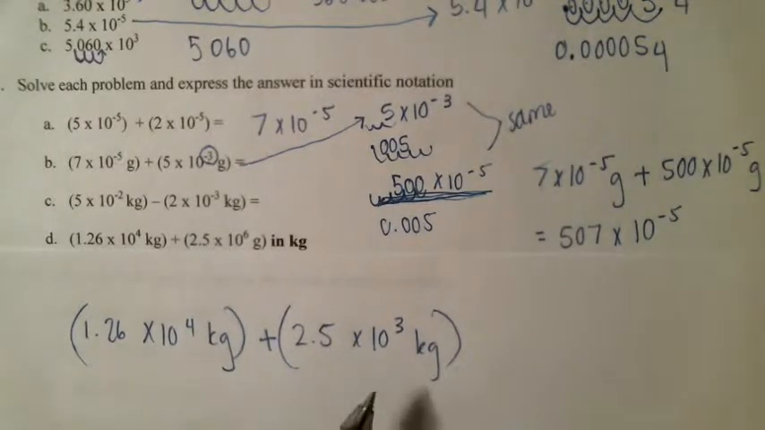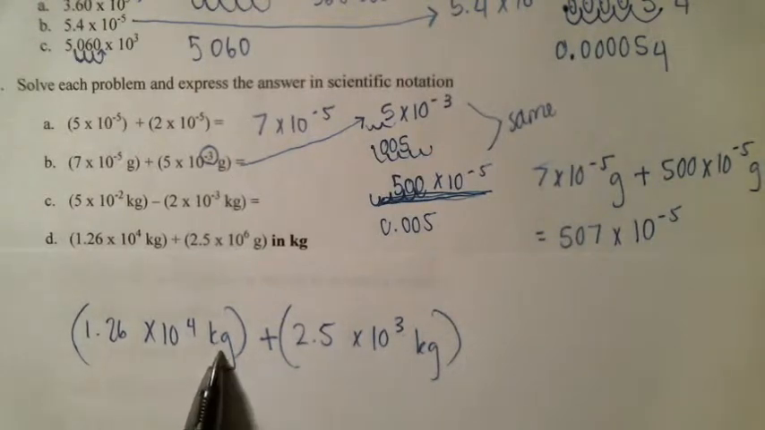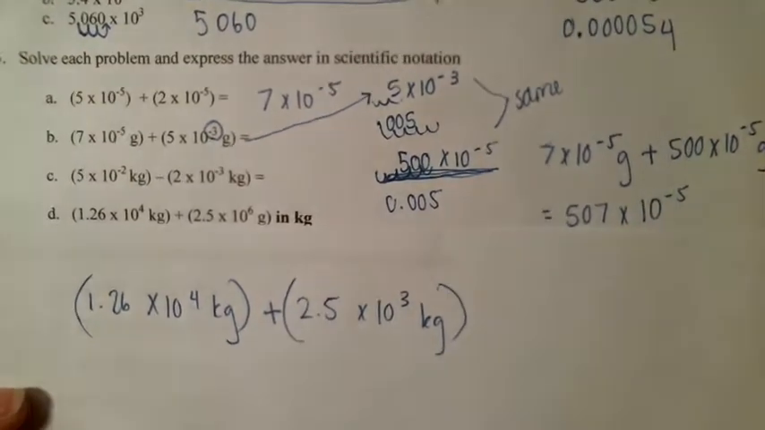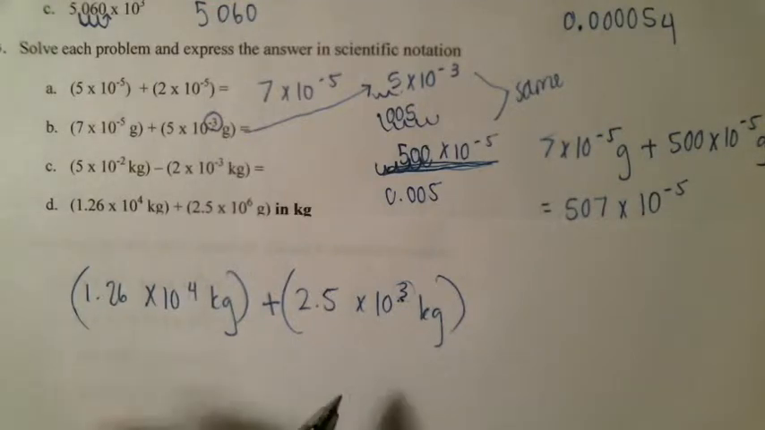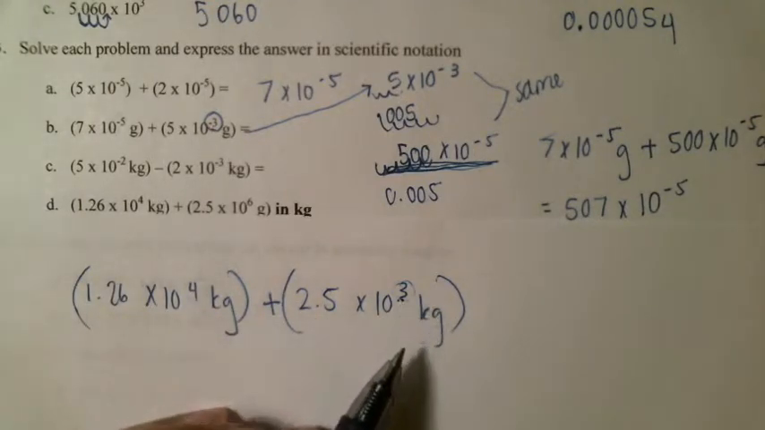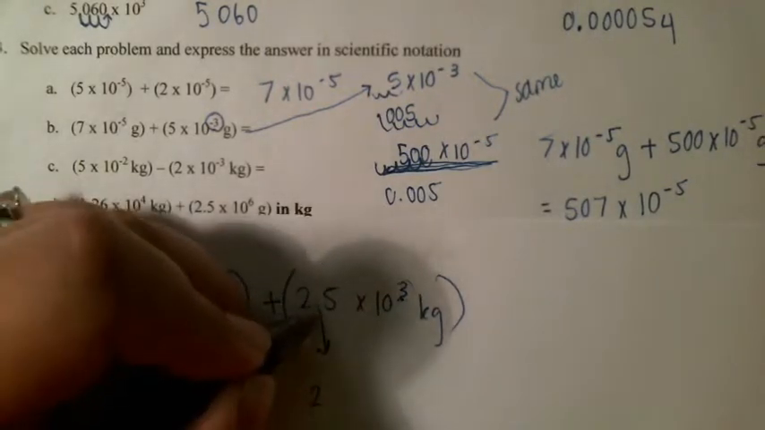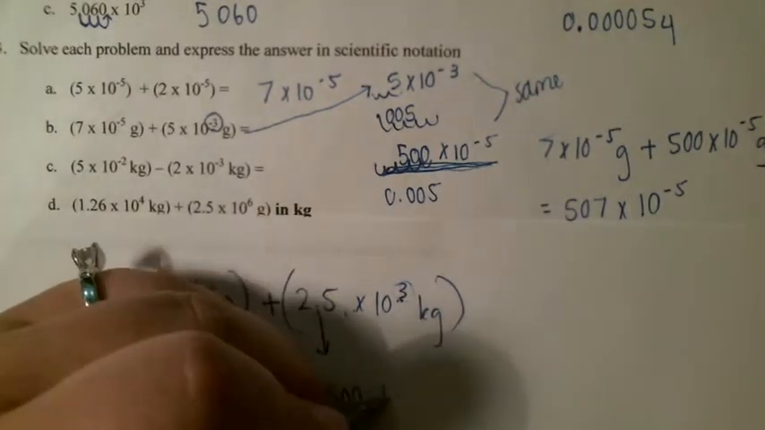Well, sorry, it's not quite simple yet because our exponents are not yet the same. So at least now we have the same units, but we still have the problem of the exponents not being the same. So let's go ahead and get the exponents to be the same. Okay. Let's make this 3 a 4. So in order for you to get the same number, if you write this out, it's going to be 2,500 kilograms.